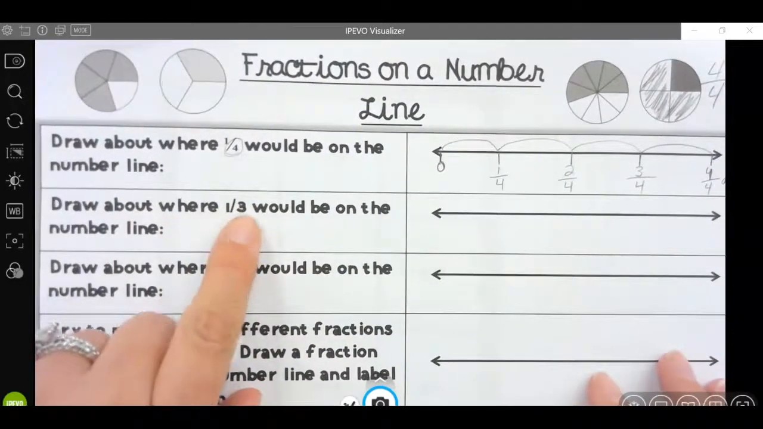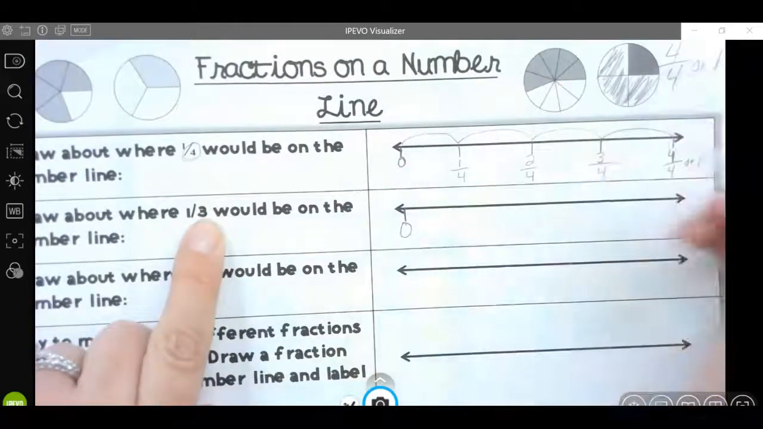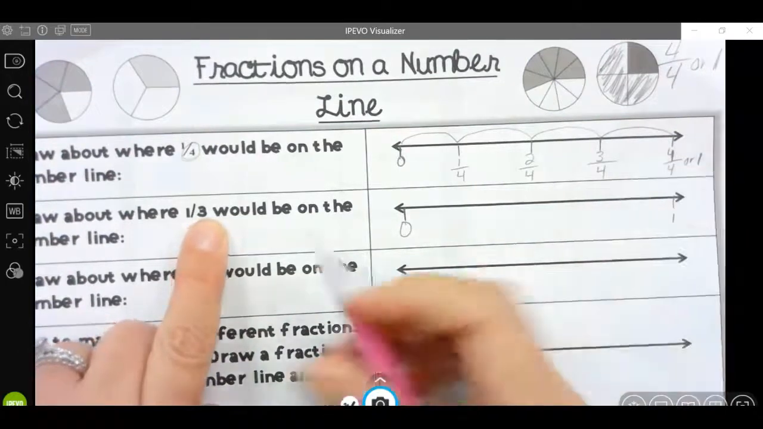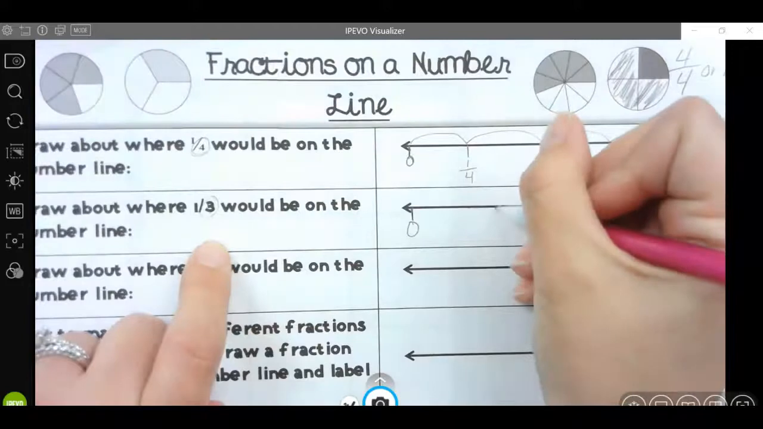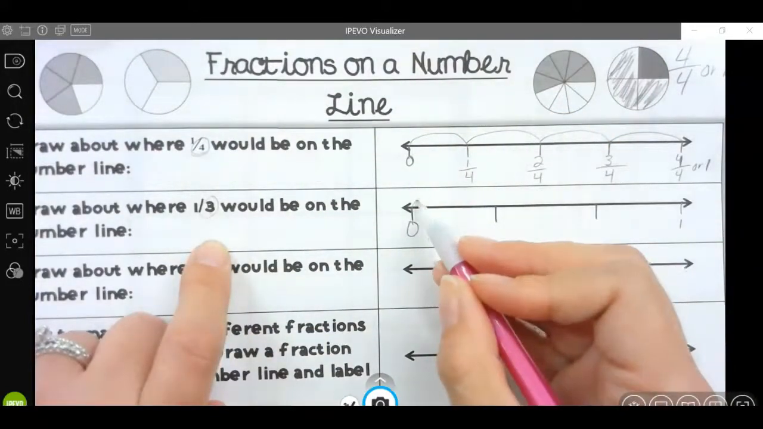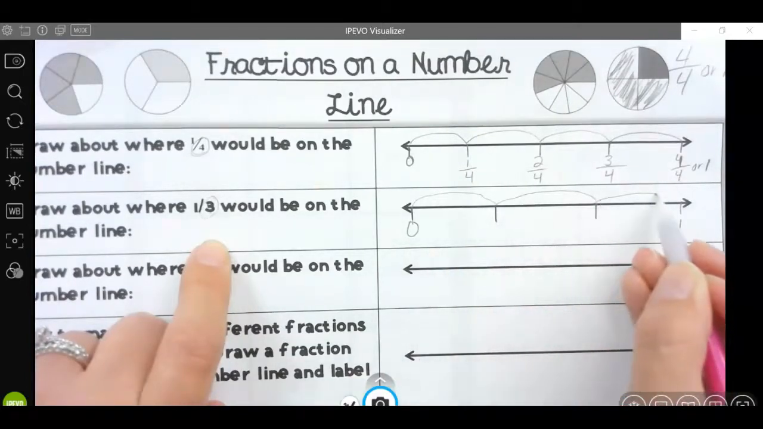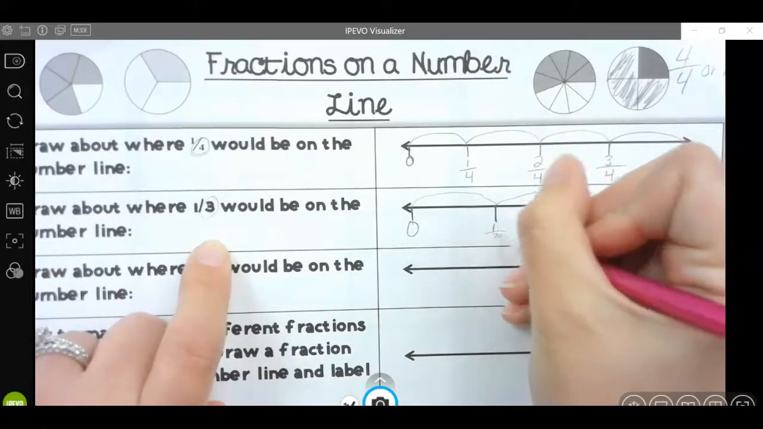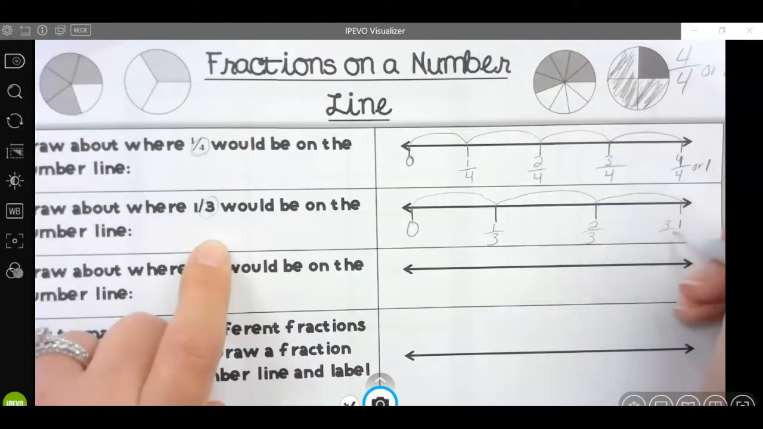We're talking about 1/3 on the number line. So we know that, again, 0 is here, 1 is here, and we have to split this into how many parts? 3 parts. So we have 1, 2, okay? And remember, we're counting our spaces. So that's 1/3, 2/3, 3/3. So we have 1/3, 2/3, 3/3, or 1 whole. Okay?